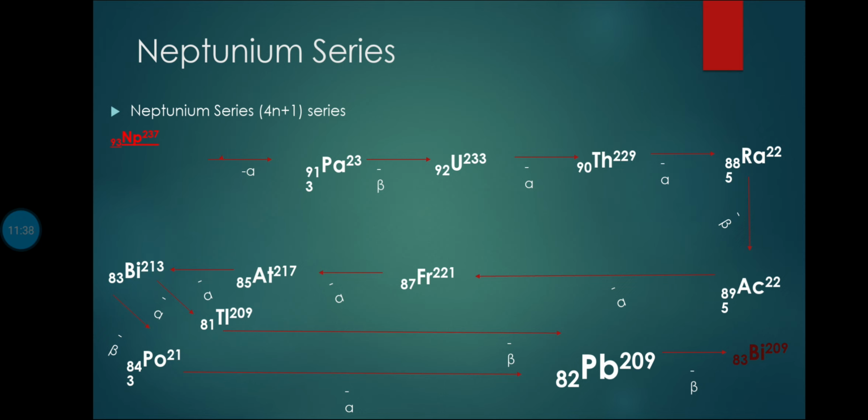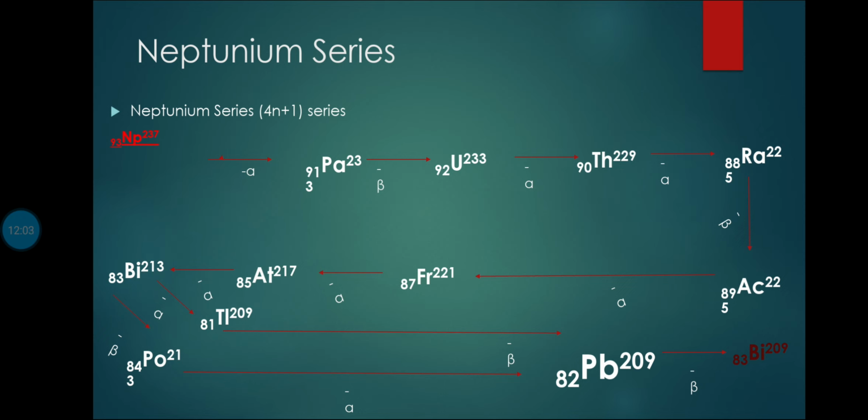Uranium 233 emits an alpha particle. Thorium 229 is formed. Thorium 229 emits an alpha particle. Radium 225 is formed. Radium 225 emits a beta particle. Actinium is formed. And actinium 225 emits an alpha particle. So francium 221 is formed.